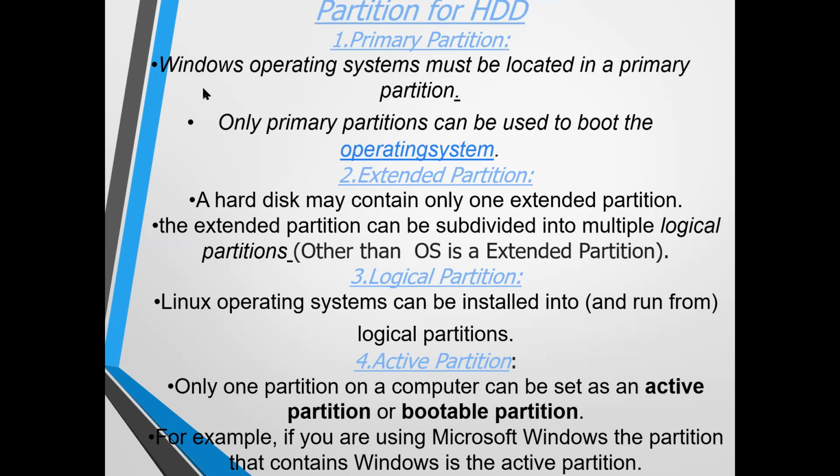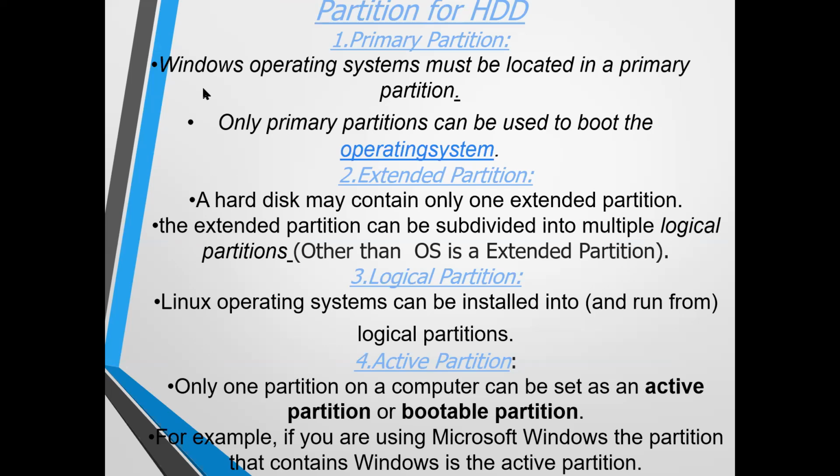We have the extended partition. A hard drive may contain only one extended partition. And here we are saying that these extended partitions can be subdivided into multiple other small parts. You know how you get the C, that's the main one for the operating system, then you get D, E, F, etc. So you can get those extended partitions, and even further, you can come up with another set of partitions.